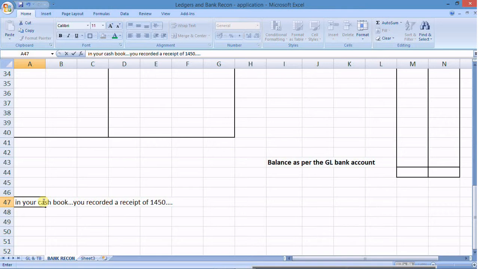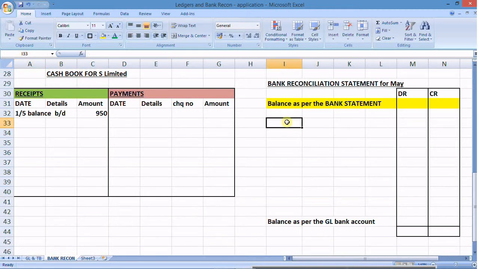Okay, is that recorded in your books? Yes. Are your books correct? Yes. Do you need to adjust? No, we don't need to. Your books are correct. The bank we need to reconcile. Is that in the bank's books? No. Must the bank account for it? Yes. Is it a reconciling item? Yes. And that's why you record it on the side. Outstanding deposit. How much? 1450.